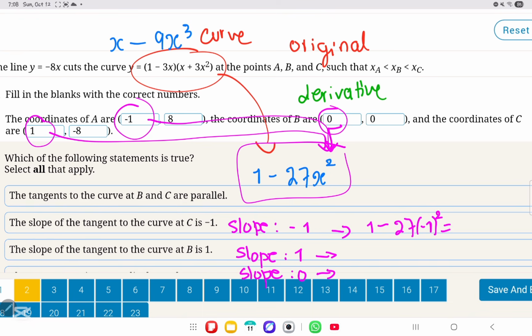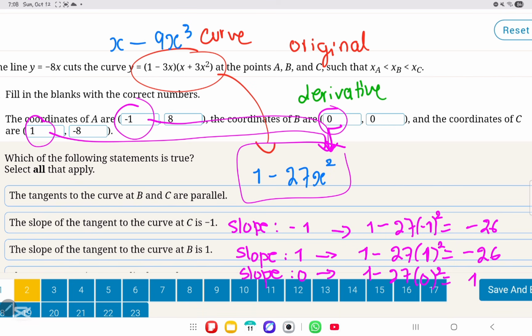You will get an answer which is 1 minus 27 times minus 1 squared. You will get minus 26. Now, if you do 1 instead, it's going to be 1 minus 27 times 1 squared. That's also going to be minus 26. And then at 0, it's going to be 1 minus 27 times 0 squared. So it's going to be what? It's going to be 1.